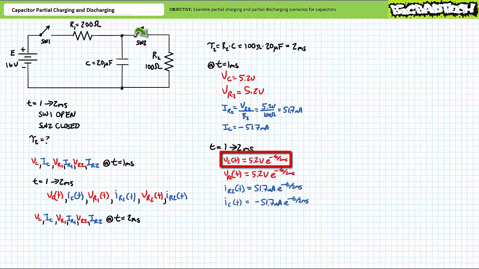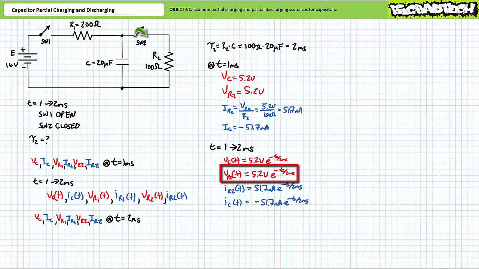Voltage across the capacitor as a function of time, Vc(t), can be expressed as 5.2 volts times e to the negative t over 2 milliseconds. If given a discharge of sufficient length, in this case 10 milliseconds, we'd expect the capacitor to eventually fully discharge to 0 volts. However, we're going to interrupt the discharge process very early, and as such, we might expect it to still carry a residual amount of voltage.